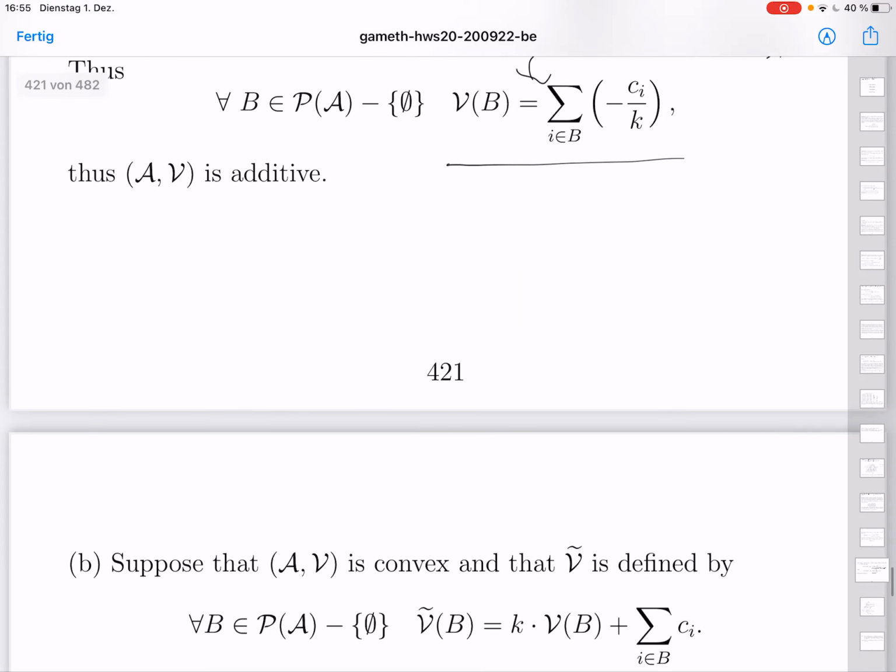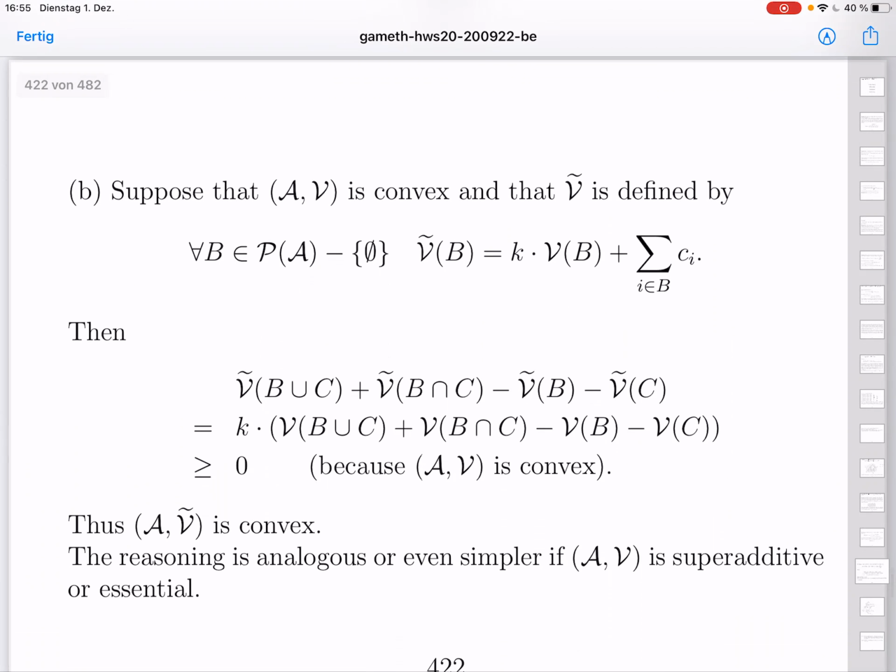So now in part B, we want to show that these conditions of convexity, superadditivity, and essentiality are preserved by strategic equivalence. So suppose we have a convex game V, and we have this strategically equivalent game with collision valuation V tilde with some constants k and Ci. Then I want to show that V tilde is also convex. Therefore, I look at this difference, V tilde of the union of two sets, plus V tilde of the intersection, minus V tilde of the first set, minus V tilde of the second set. The sets are called here B and C.